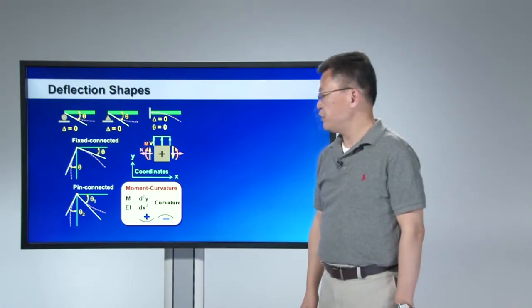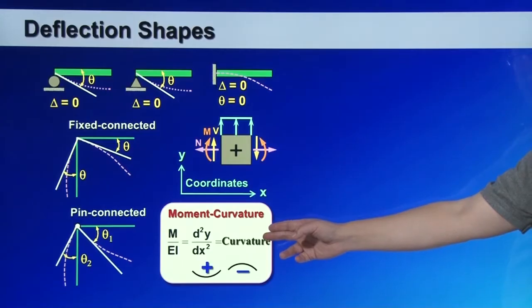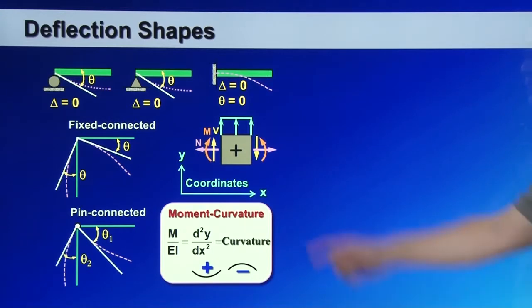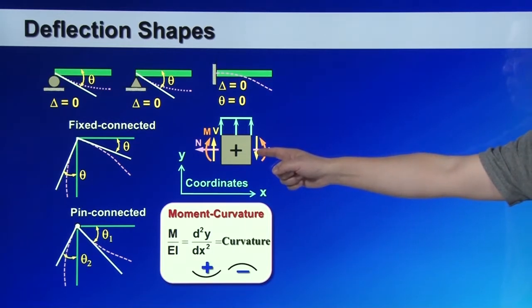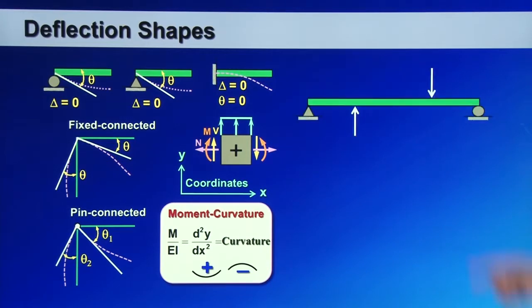Also, to draw deflection shape, we can use the moment curvature equation, which is M over EI equal to curvature. And this is the sign convention that we follow for shear force and bending moment, and this is the coordinate system that we adopt. Let me use a simply supported beam structure as an example and show you how you can draw the deflection shape.